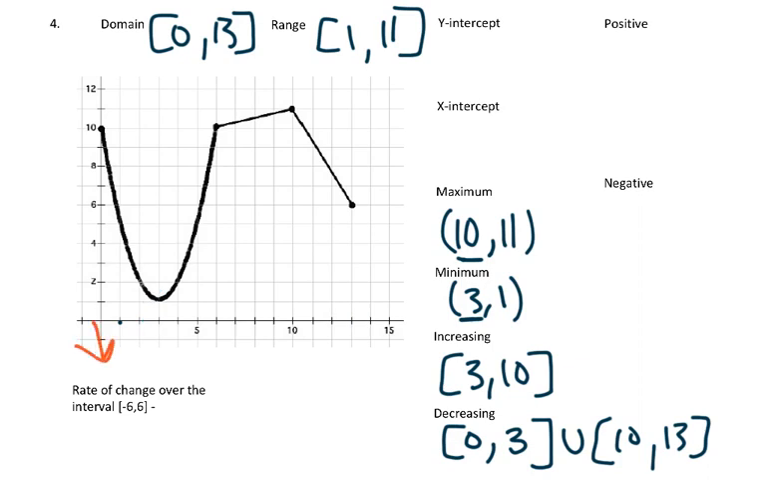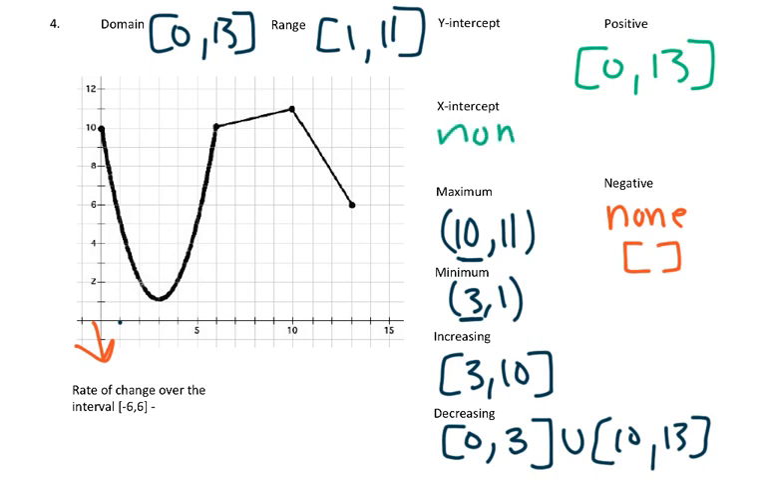Now for negative, there's nothing here. So there is no negatives, which you could do the empty set to represent that. So that means for positive, it's the same as the domain. Okay, which means there are no x-intercepts. Again, you could use the empty set there. And for y-intercepts, we see it at 10. So 0, 10.